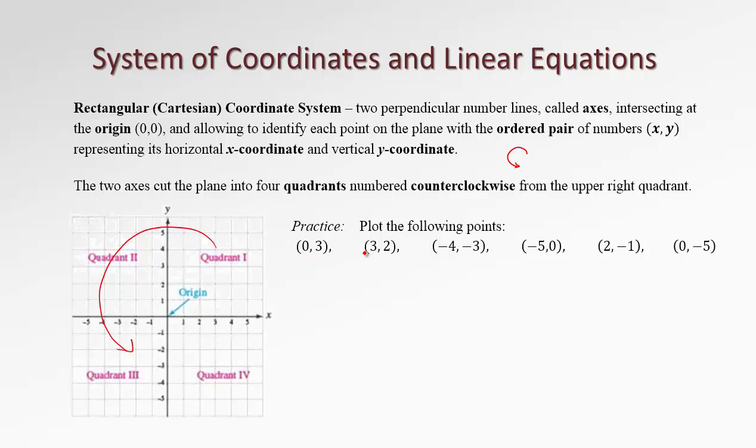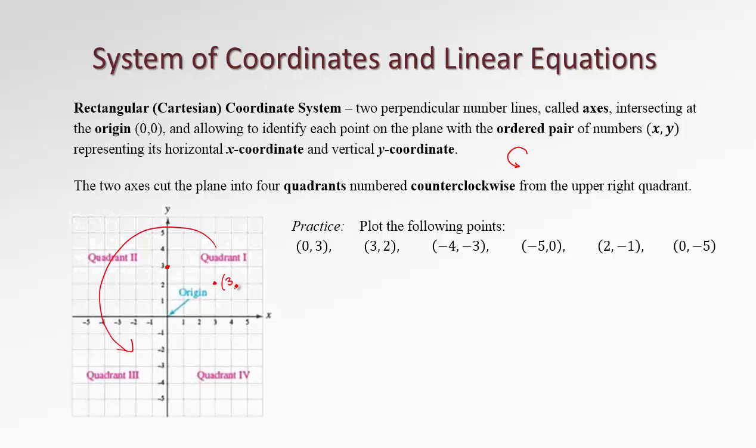Okay, let's plot some points with given coordinates as listed. 0, 3. That means that starting from the origin, we are moving 0 steps, no movement, along the x-axis, and 3 steps along the y-axis. So the point 0, 3 is here. Next point 3, 2. Starting from the origin, we are going 3 steps along the x and 2 steps in the y direction, up. So the point 3, 2 is here.